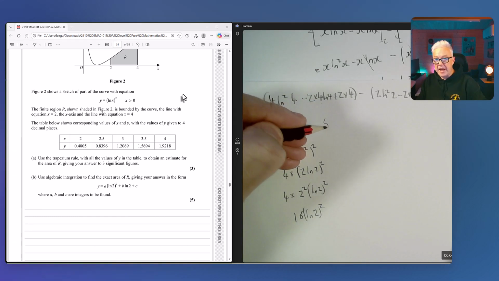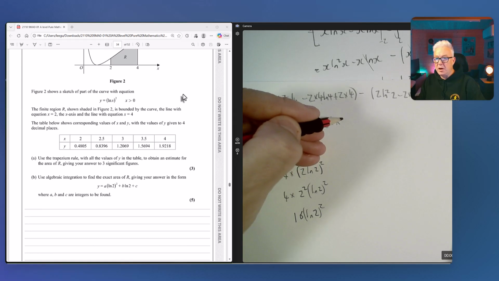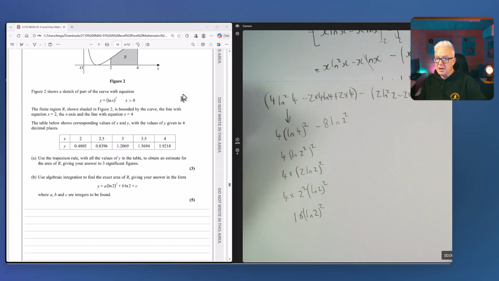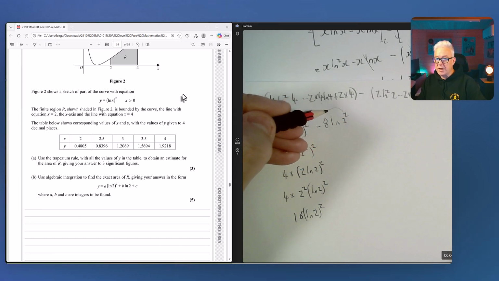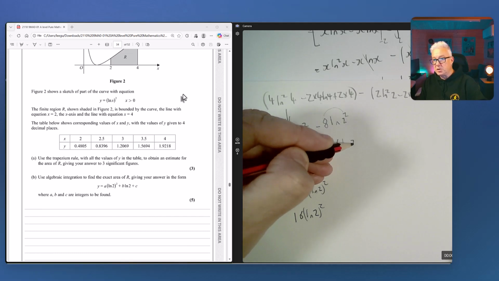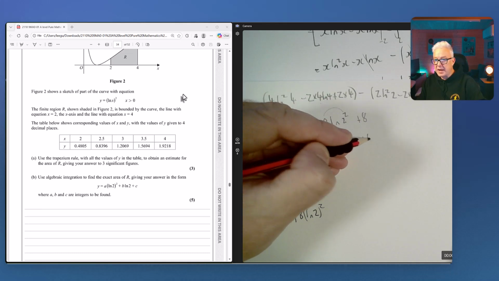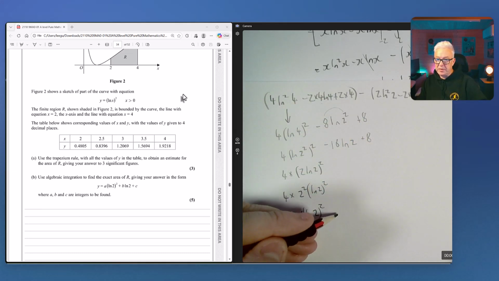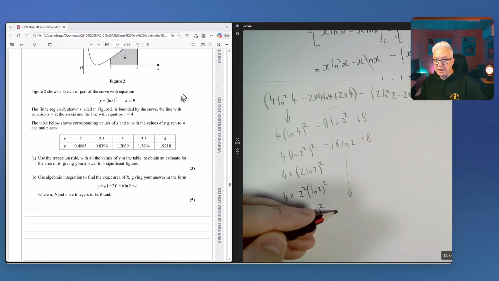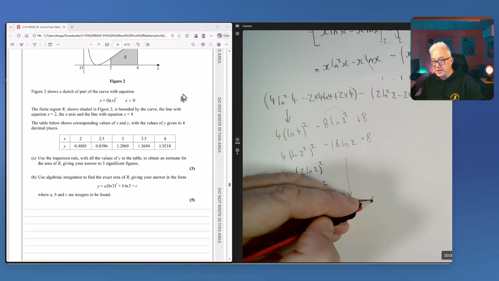2 times 4 is 8, and ln of 4 is going to be ln of 2 squared. So we can use the power law to bring that one to the front. So that goes to minus 16 ln 2. Okay, and then we've got plus 8 there and plus 8 there. So I think that one's simplified actually now. So let's write that down here. So that is minus 16 ln 2 plus 8.